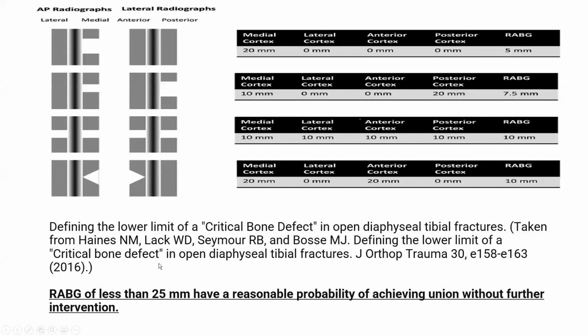When it's less than 25, there is a 50 to 60% chance of union, and the lesser the gap, the higher the chance of union, okay? So how do you calculate it?